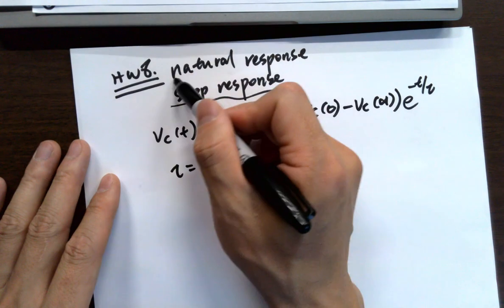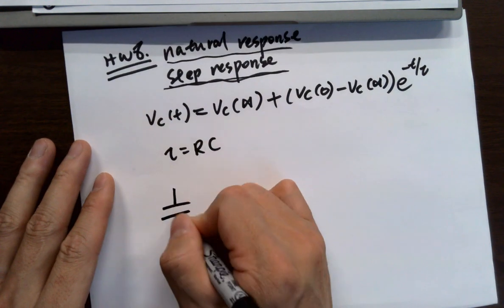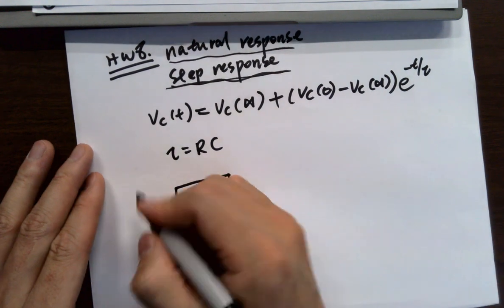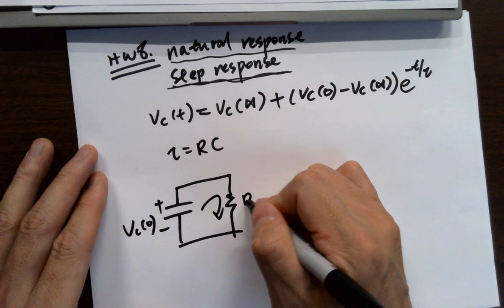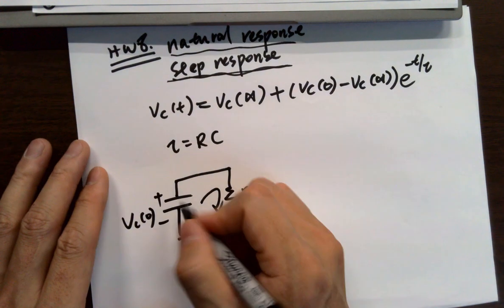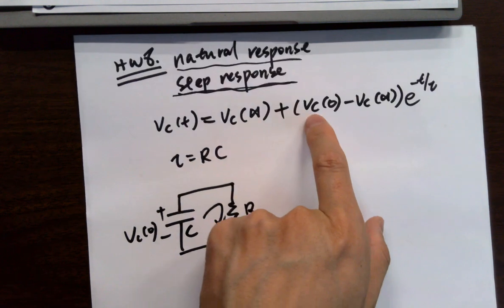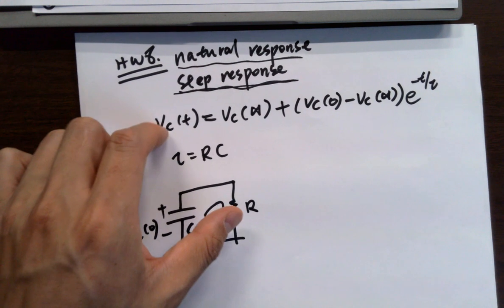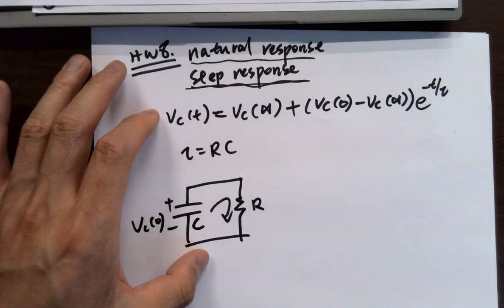So we got two different special cases. If it's a natural response, for example, it's just a discharging through a resistor. There's a VC(0) here at the very beginning, and it just discharges over R. Okay, you can still apply this equation, but it's just a special case of the step response. It's something you guys need to know, okay?